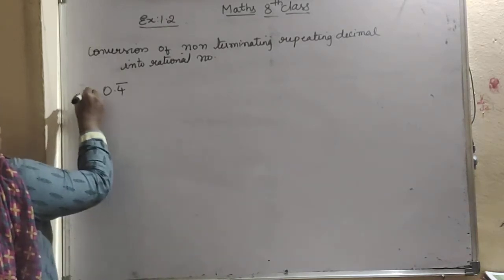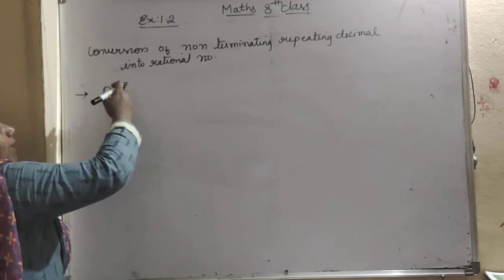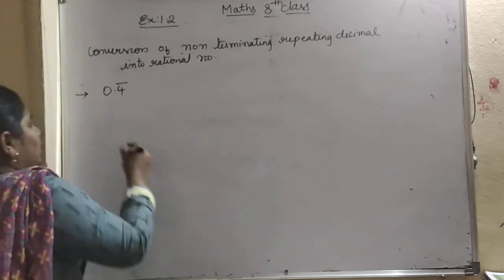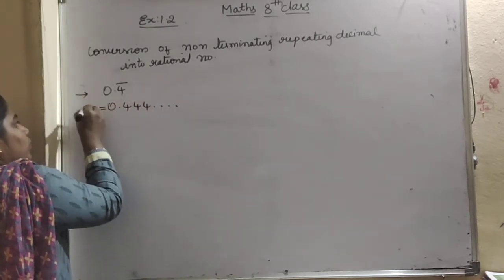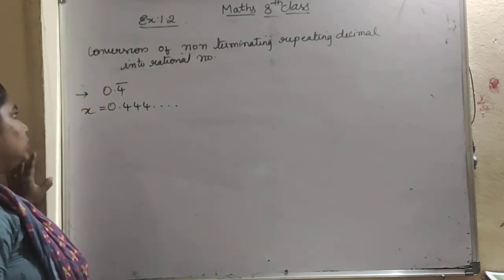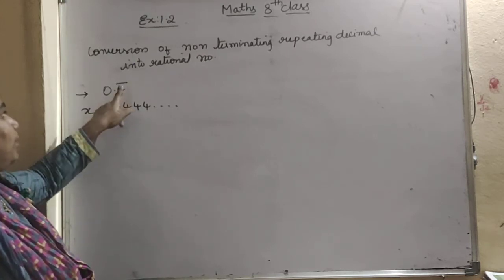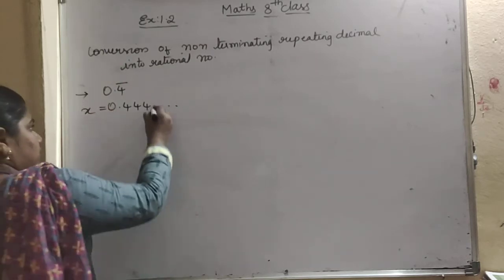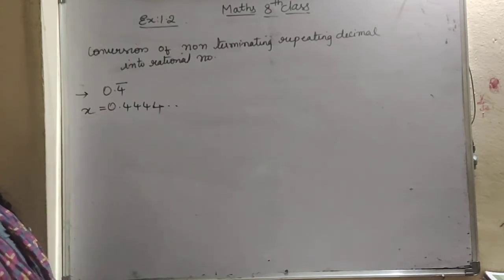Here 0.4 bar. I am taking this bar value, removing the bar and writing it so many times. So that is 0.444 and so on. This one I am taking as x. So now x is equal to 0.444 and so on. I have removed the bar. The bar value should keep repeating, so I have repeated it 3 to 4 times. Now I have taken that in the form of x.